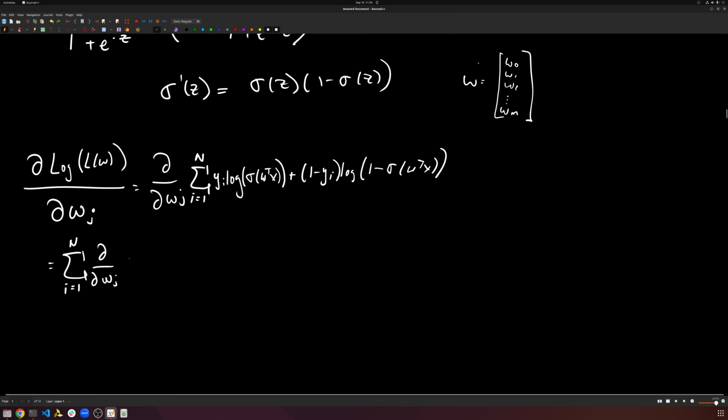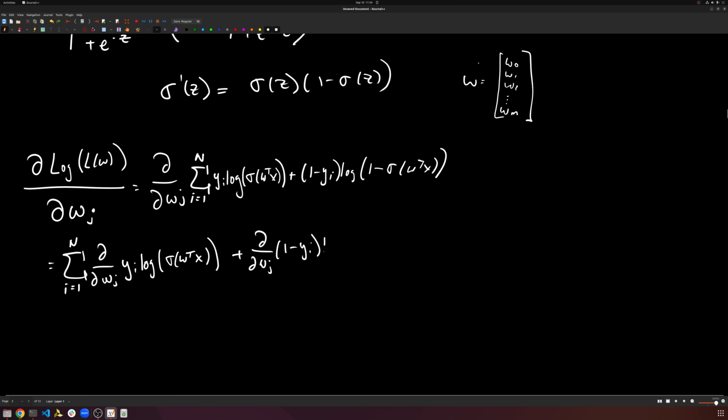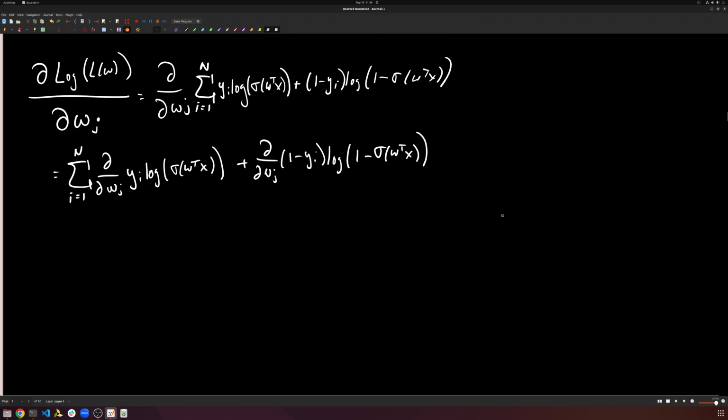So this is the derivative with respect to wj of yi log sigmoid of w transpose x, plus, again, sticking the derivative inside, the derivative with respect to wj of 1 minus yi times log of 1 minus sigmoid of w transpose x, just like before. So all we did is stick our derivatives inside, no big deal. And so now let's go ahead and take the derivative.